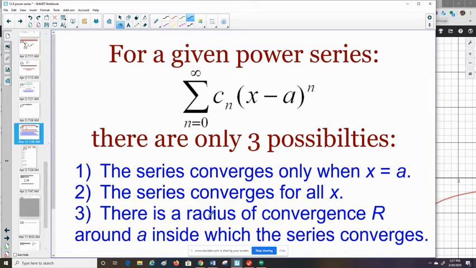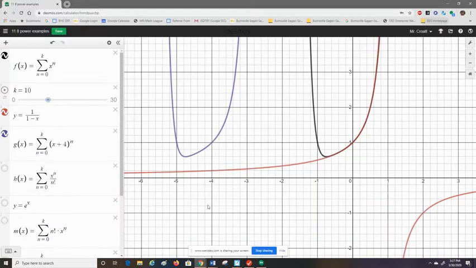We'll see one of those before we're done here today. And then finally, the third option is the one that we saw already with the geometric series. It converged between -1 and 1. There's a radius of convergence. It converged around x equals 0, or converged around x equals -4 in the case of this graph over here. And then we had a radius of convergence around that. If we're within 1 unit of 0, it will converge if we do enough terms. And the same thing over here for this graph. The center of the convergence is at -4.